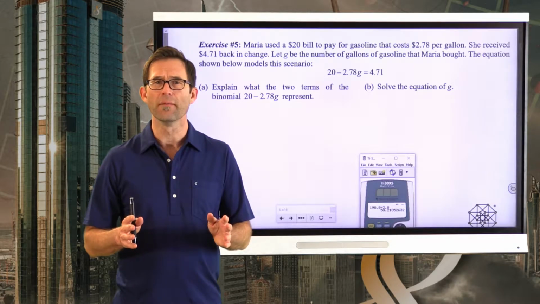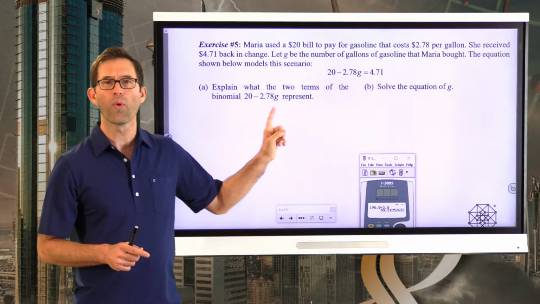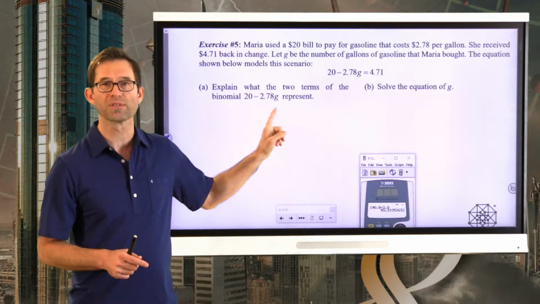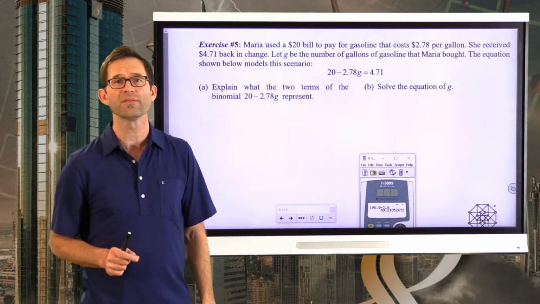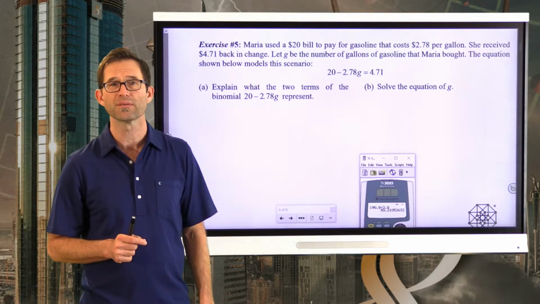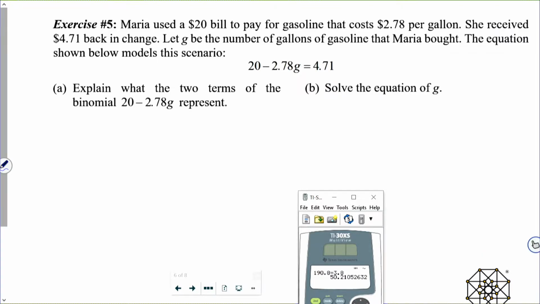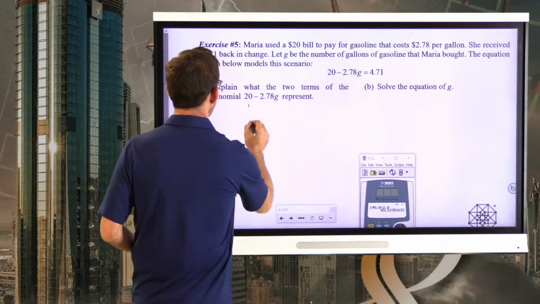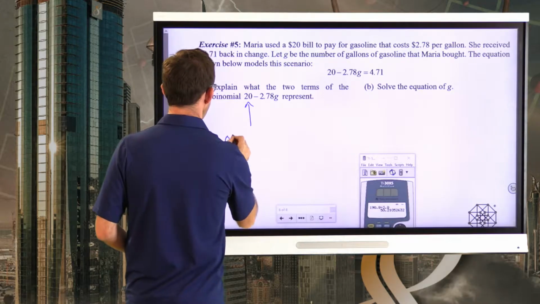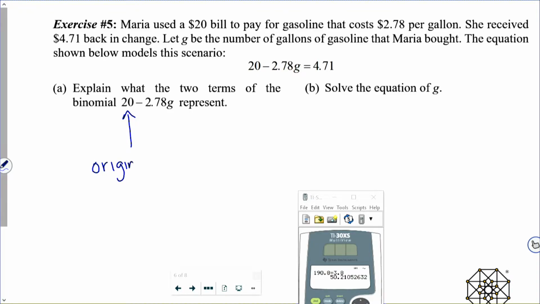Think about this a little bit. What do the two portions or the two terms of this binomial represent? I bet this is pretty easy, but pause the video now and think about this. All right, well, if you look at the context of the problem, the 20 is the original amount of money.